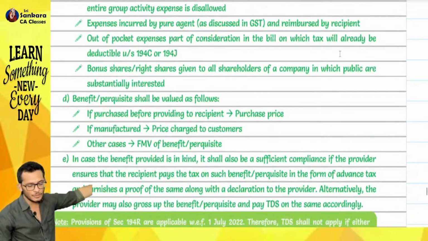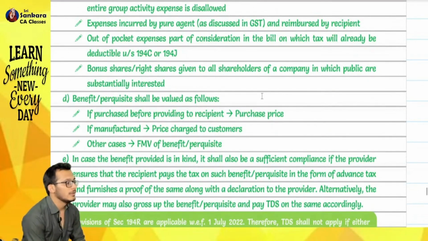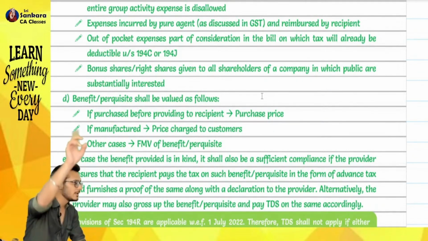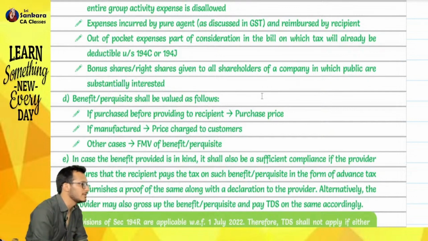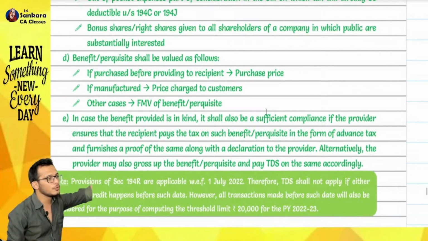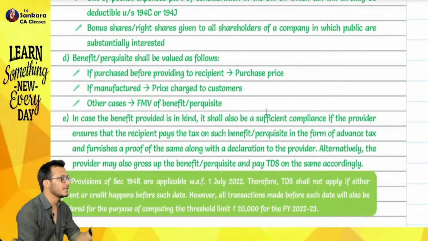Bonus shares, right shares given to all shareholders of a company in which the public are substantially interested. Bonus shares given to the shareholders will not be liable for 194R because it is under capital gains, not under business. Then they are saying, how do you value the benefits? If you don't know the value, take FMV. If you manufacture the product yourself, take cost.